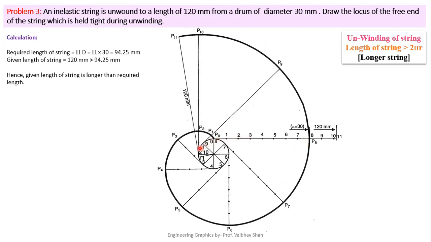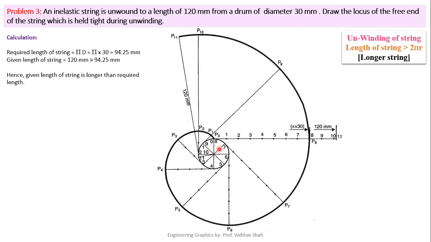Now for point number 9, you have to take 0 till 9 on your rounder. Put your rounder at point number 9, or you can say point number 1 because both are the same point. So you have to cut this line. You will be having point P9 somewhere here.